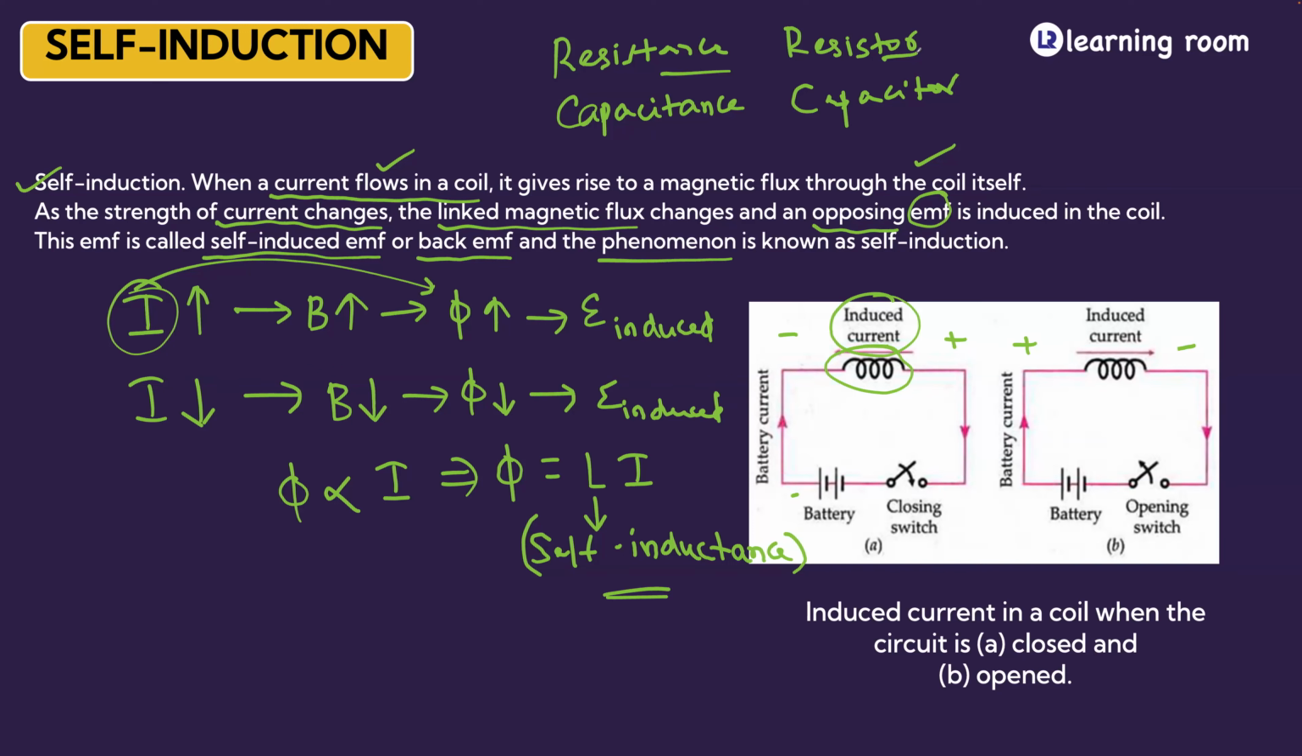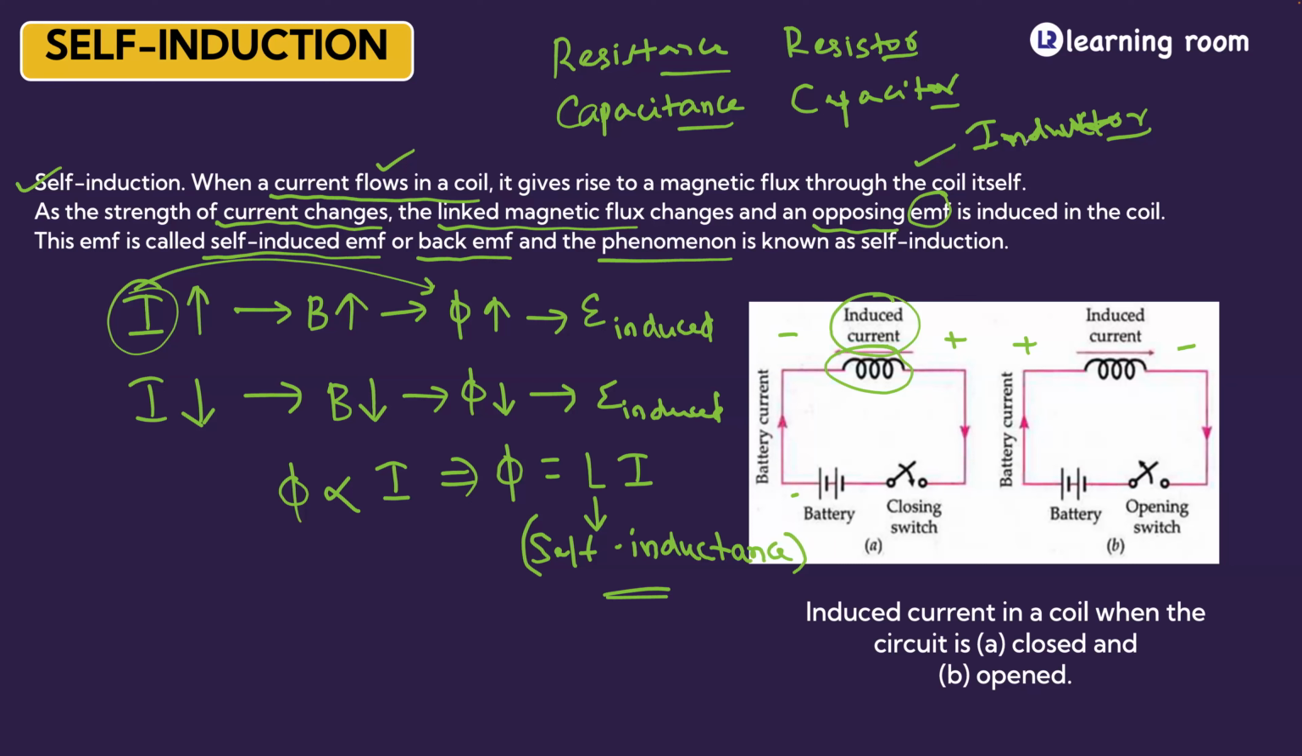So resistor is a device. Resistance is the property of the device. Similarly, capacitance that ends with A and C is the property of a device called a capacitor. Similarly, inductance is a property of a device called an inductor. Okay. So what an inductor does, I'll tell you. Don't worry about it.